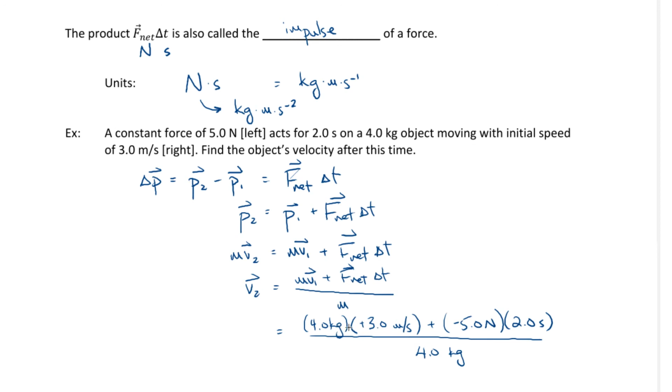And when we work that out, 12 minus 10 is 2, divided by 4 gives us a final velocity of positive 0.5 meters per second.